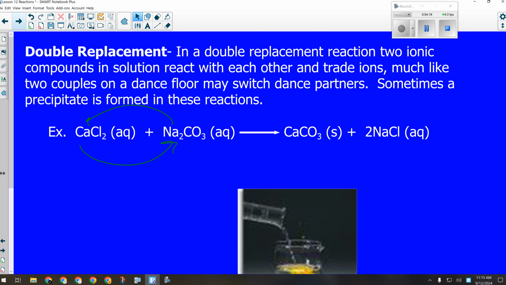All right. Is that reaction balanced? 1 calcium. 1 calcium. How many chlorines here? 2. How many chlorines over here? 2. How many sodium here? 2. How many sodium here? How many carbonates?